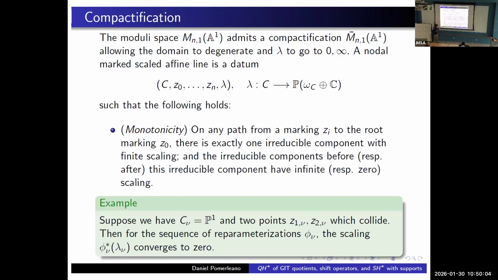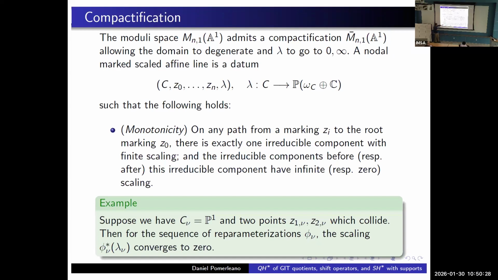As an example of what's happening, if you imagine two marked points colliding, then you think of these reparameterizations, these Möbius transformations, that rescale it so that the marked points come apart.